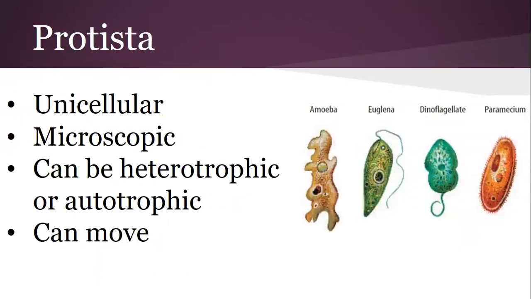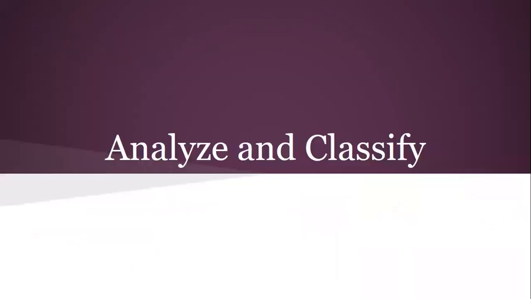Protista. There are some examples on the right. Probably you've heard of the amoeba, maybe the euglena. They are generally microscopic. They are heterotrophic or autotrophic. In other words, they will eat other microscopic organisms or other microscopic plants, and they can move. You can see that several of them have tails or cilia that allow them to do that. The tails are called flagella.